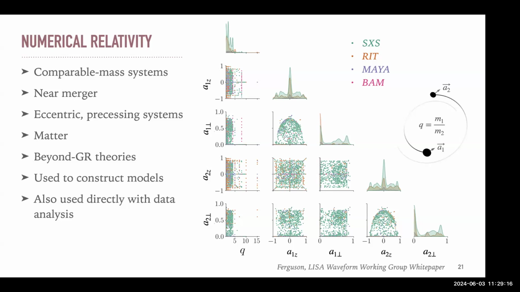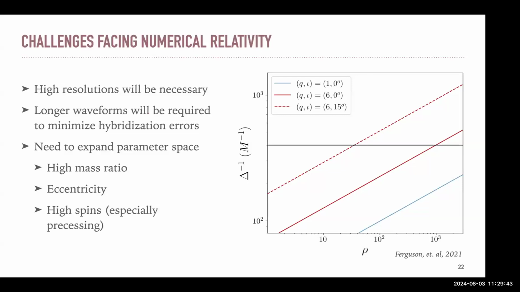And then, as I said, these are used to construct the models, so we need it covering the full space in order for models to be trained on them. But we also use them directly with data analysis. RIFT, for example, can directly use numerical relativity to perform parameter estimation. To produce those waveform templates that we want to use to listen to gravitational waves from LIGO, we need numerical relativity simulations, and we need us to run them. Now, there's still some challenges.